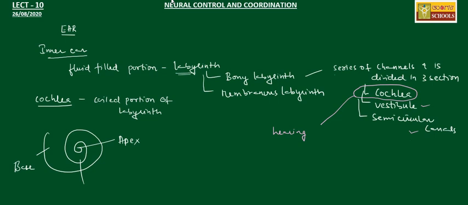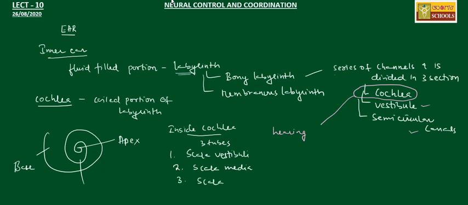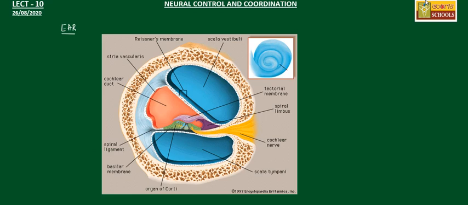So inside the cochlea there are three tubes. Those three tubes are one called scala vestibuli, another called scala media, and another called scala tympani. Here I'm showing you the transverse section of the cochlea. You can see this portion is the apex of the cochlea, and this will be the base. If you take a transverse section at this point, this is how it looks.